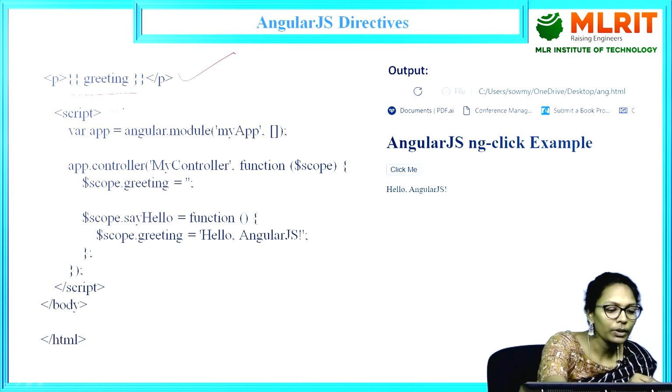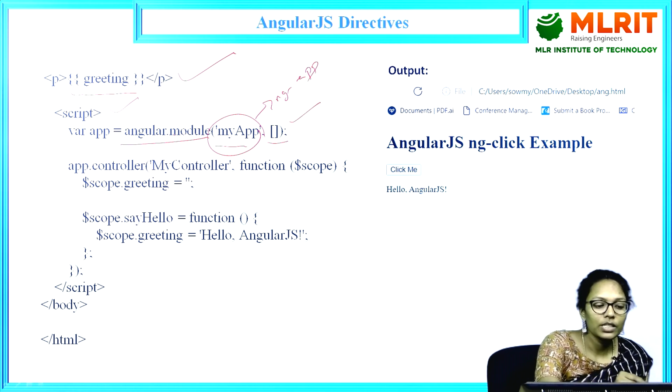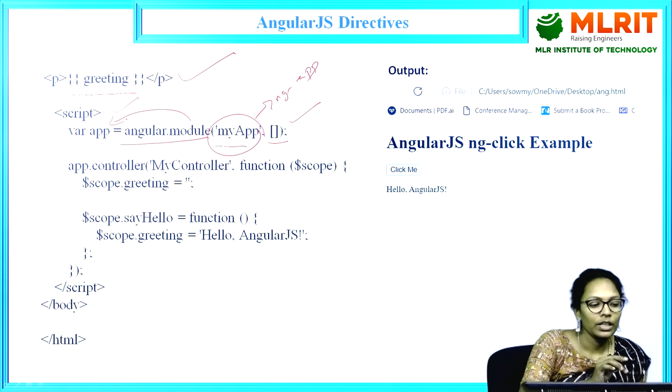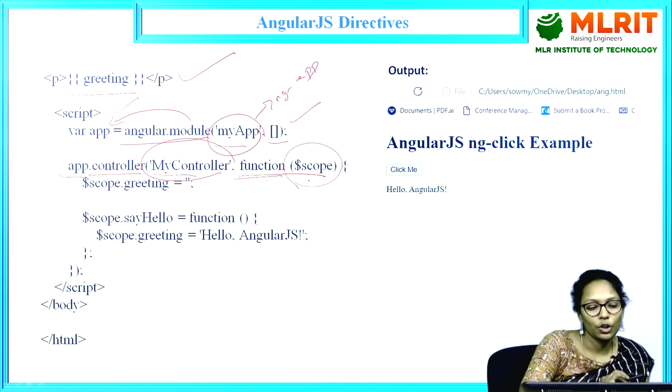Within the script tag, I'm creating a module using angular.module, which takes two parameters. The first parameter is the same as your ng-app name, and the second parameter is an empty array. This module function returns an address that I'm storing in a variable called app. For this app, I'm applying the controller using the controller function, which again takes two parameters. The first is the name of the controller, and the second is a function with one parameter, that is $scope.